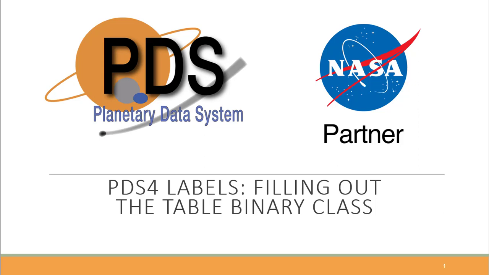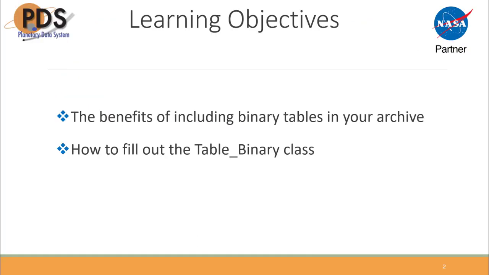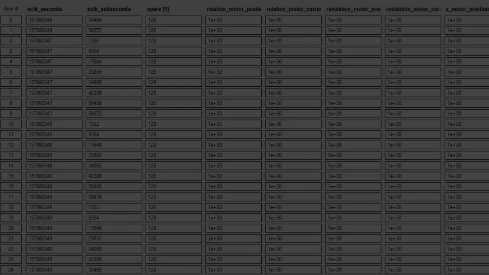This video covers filling out the table binary class for a PDS4 label. In this video, we will cover the benefits of including binary tables in your archive and how to fill out the table binary class. We will be using the Oxygen XML editor to view the label file and PDS4 viewer to view the binary table. Feel free to pause or go back in the video at any time.